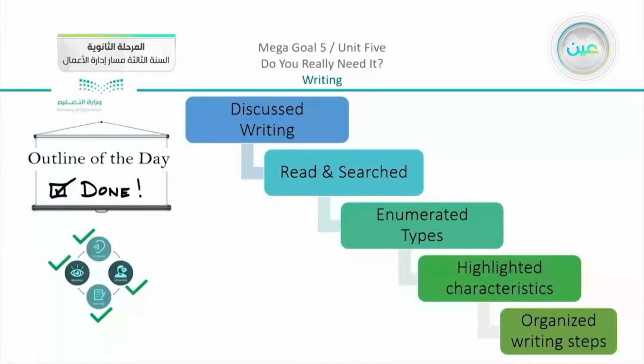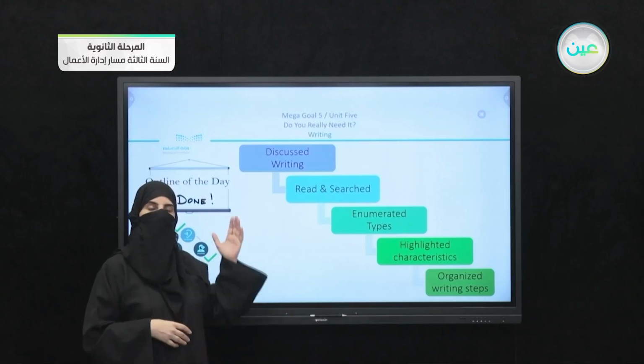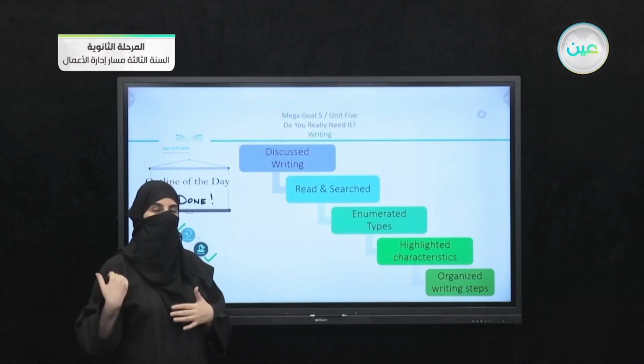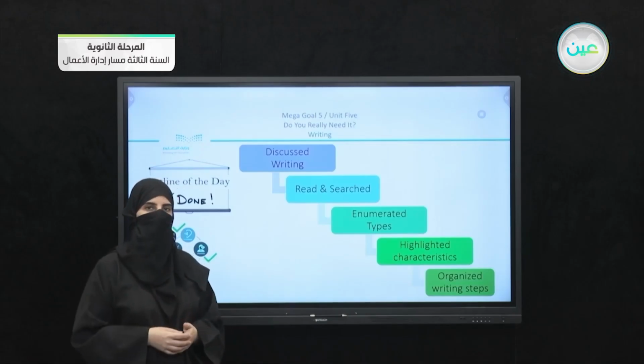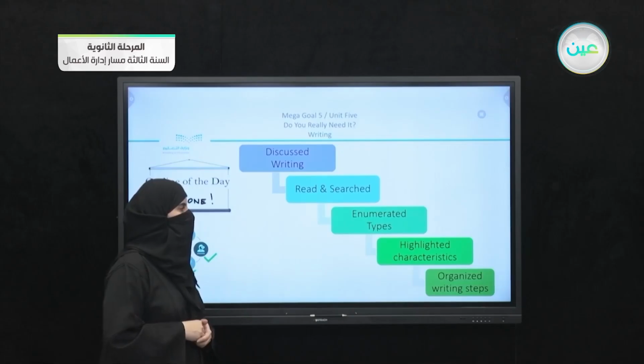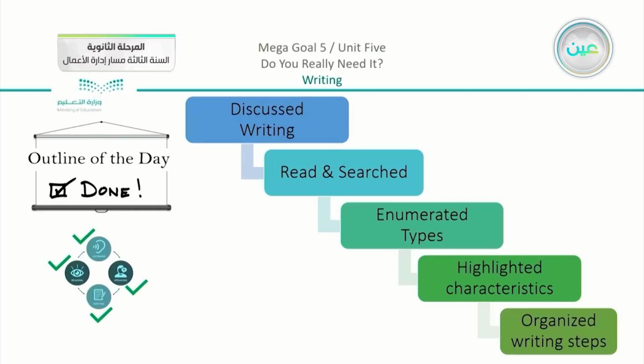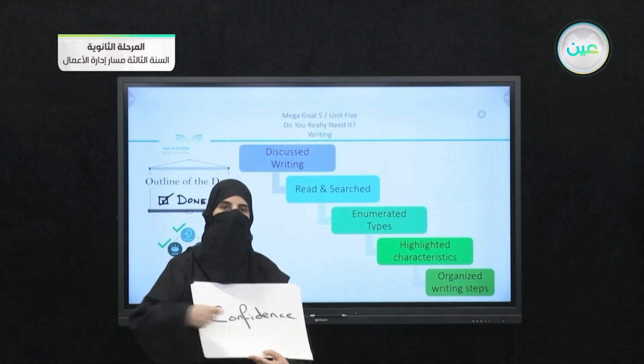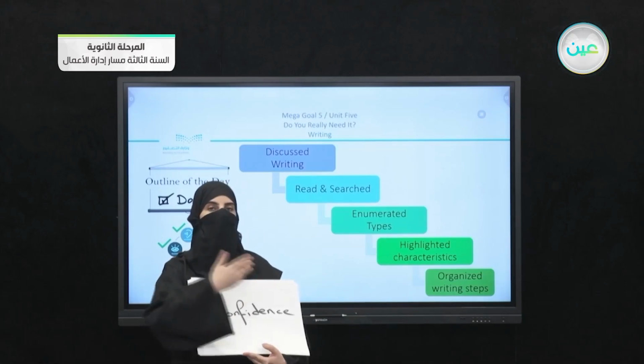We collected our thoughts. So just to summarize what we have done in our lesson, we discussed writing in general, the topic, either handwriting or typing. We read and researched in our last lesson. We enumerated the types, and of course we can see that the thoughts that we collected from the last lesson have affected our thoughts now. We highlighted characteristics and organized writing steps, so that's why at the very end, when we have our notes that we are using here, just to keep in mind that actually we are handwriting here and we are applying what we have learned in our lesson.